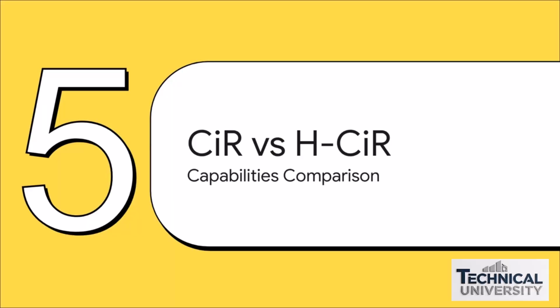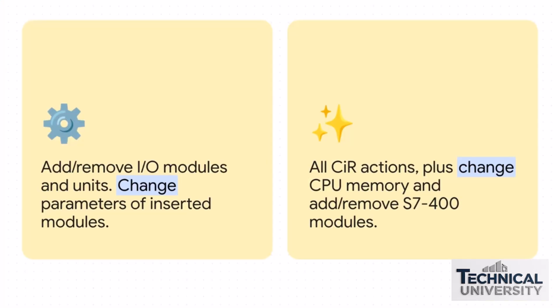Which is built for fully redundant S7-400H systems. It's an important distinction. So standard CIR, as we've seen, is focused on distributed I/O changes, adding and removing modules and slaves on Profibus. HCIR, for redundant H systems, can do all of that, plus much more powerful operations. We're talking changing the CPU's memory configuration, modifying its parameters, and even adding or removing S7-400 modules from the central controller racks themselves, all while maintaining bumpless, redundant operation.